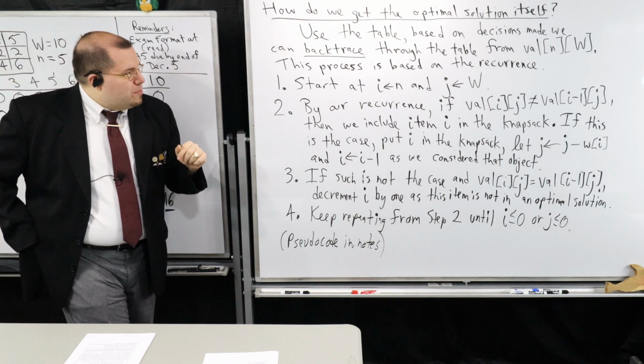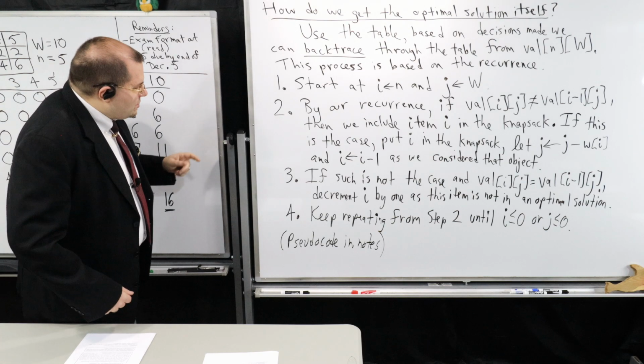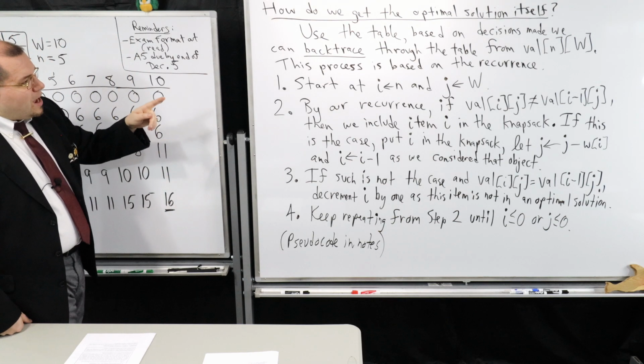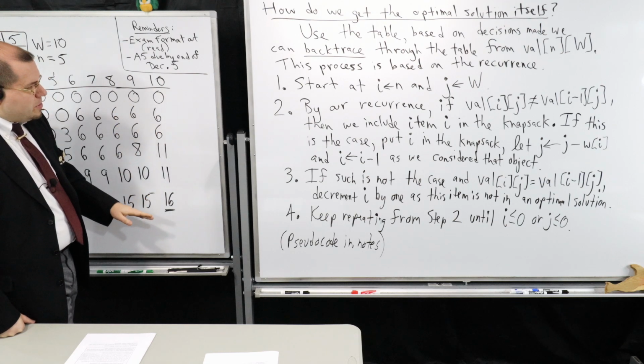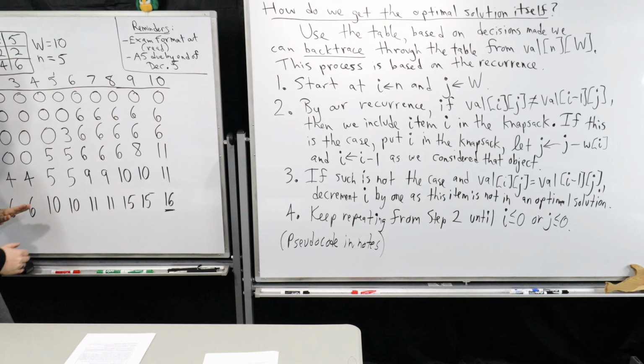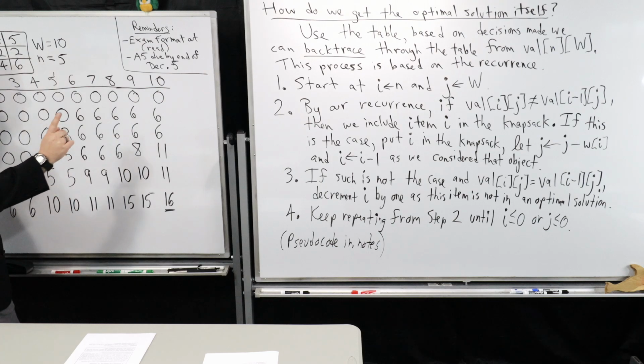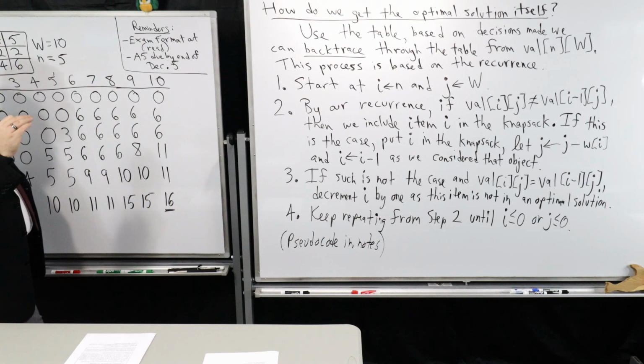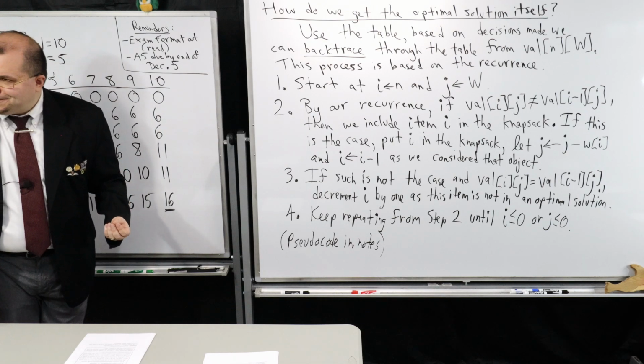Now, as I mentioned a moment ago, we're going to start off over here. So we start with i being n and j being w. i is going to be the row, j is going to be the column. And we're going to start right here. And what we're going to do is simply ask, we have 2 cases.